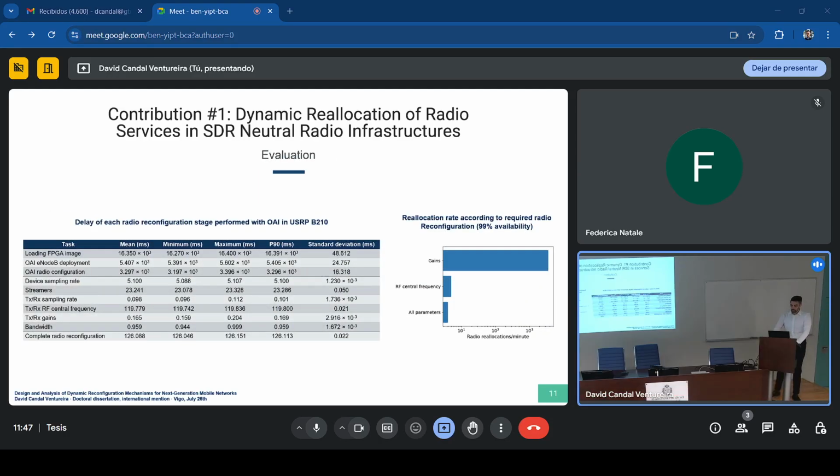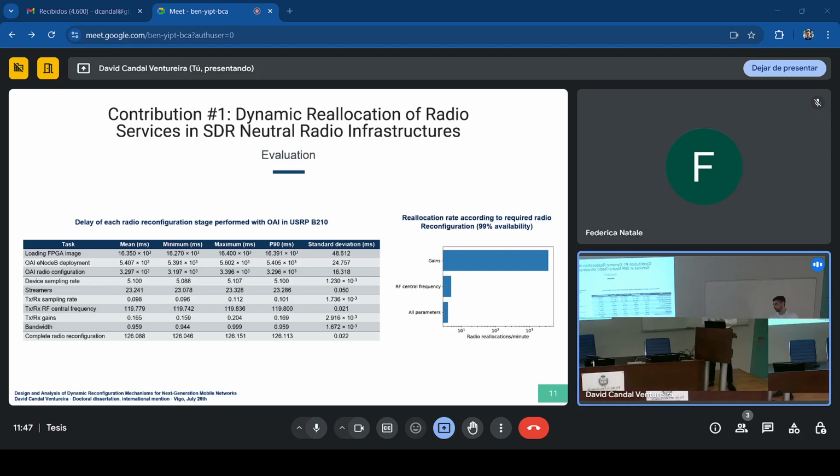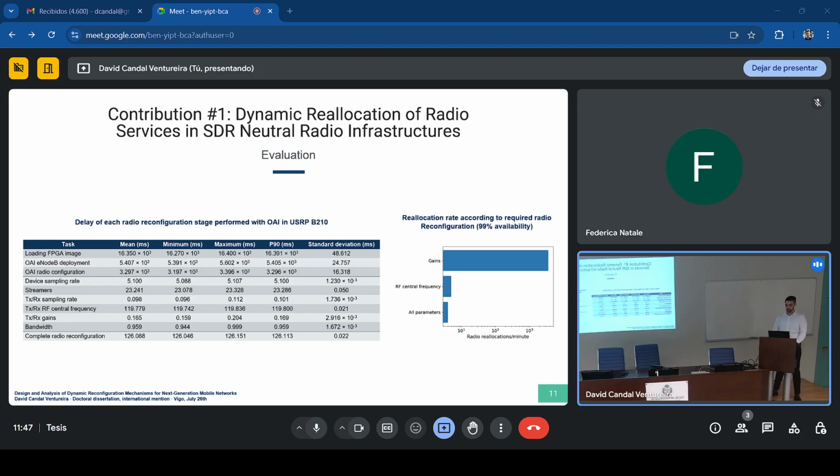During radio reallocation, the baseband functions cannot make use of the SDR until the reconfiguration is complete. This means that each relocation entails a downtime. Therefore, the number of relocations the infrastructure provider can perform is constrained by the target availability of the infrastructure itself.